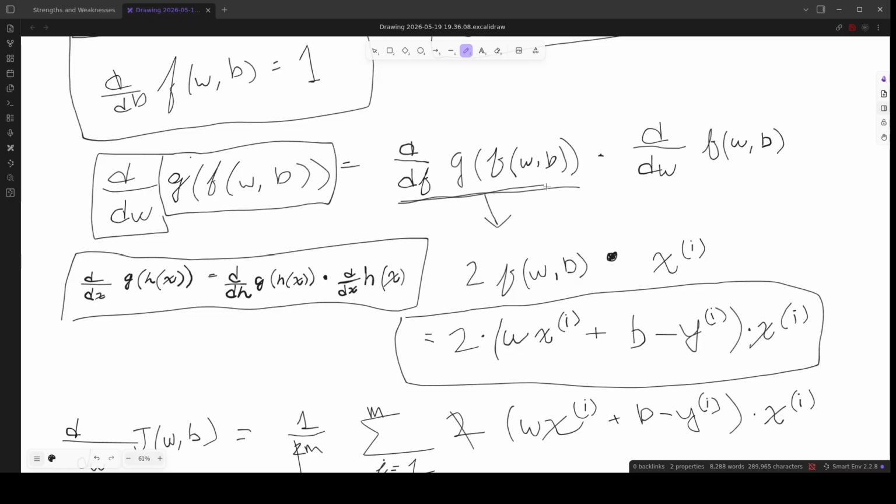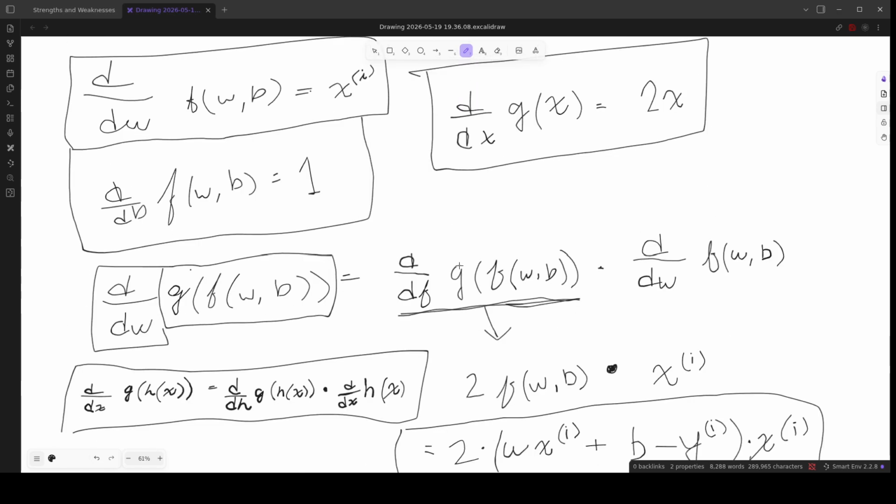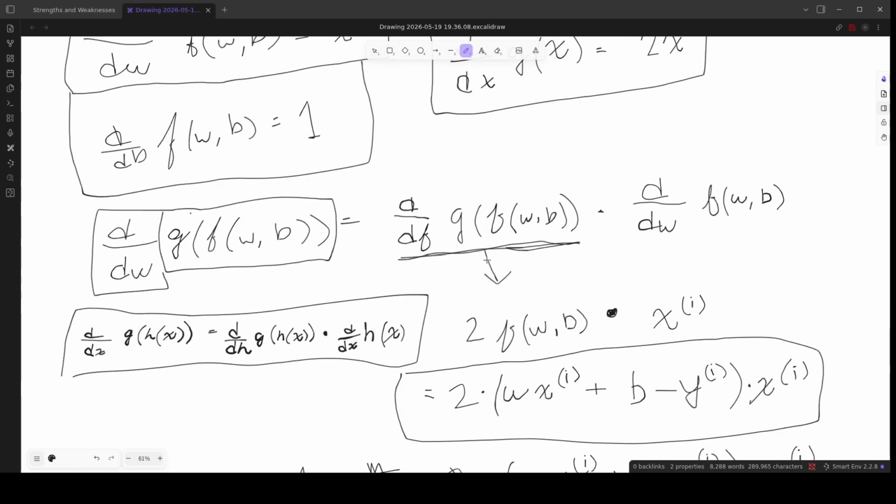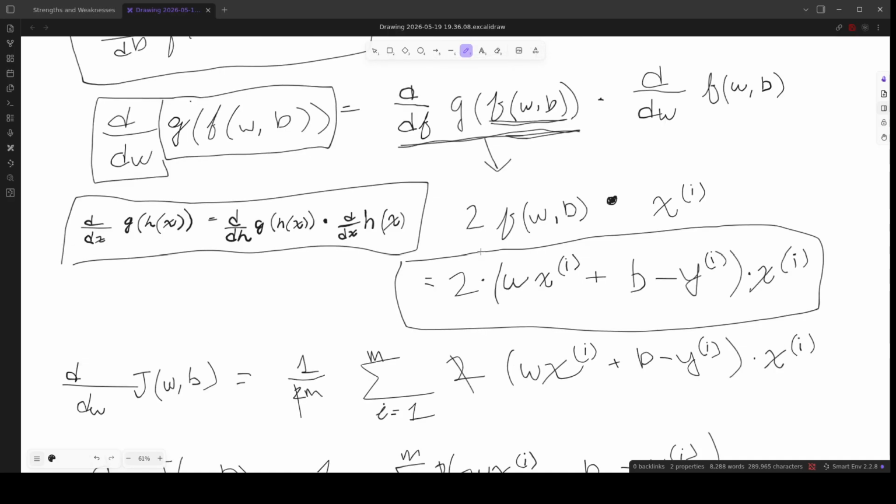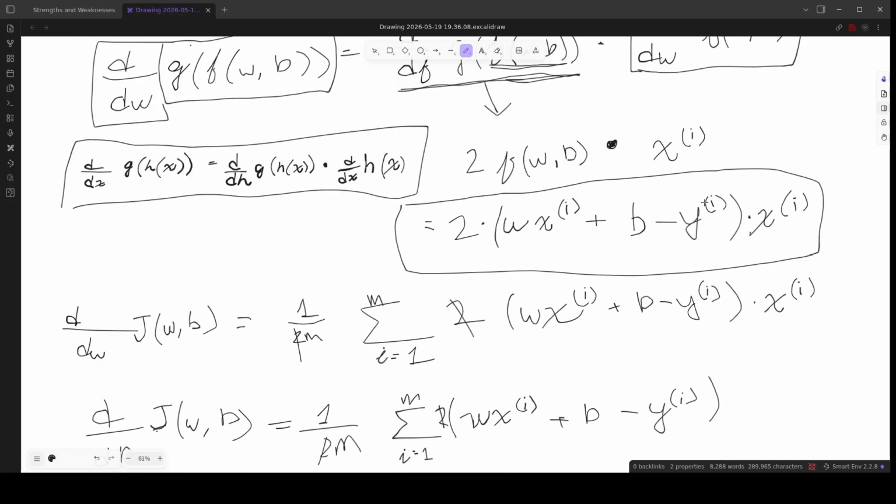Let's first solve this term right here, which will be 2 f of wb, since the derivative of g of x is 2x. So its derivative will be 2 times this f of wb, and the derivative of this term right here, we know that it's xi. If we expand this function right here, it would turn to this, and that is the derivative with respect to w.